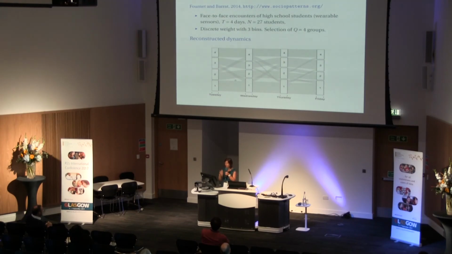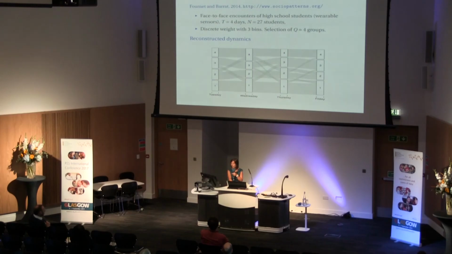I will finish by just showing you what we can obtain on a real data set. This data set is a social network between humans. It was taken from the SocioPatterns website, which is a great website with nice data to test your method. Specifically, these are face-to-face encounters of high school students. They had wearable sensors, and each time the students were face-to-face, the sensor recorded a contact. The experiment lasted for 4 days, and there are 27 students in this experiment.